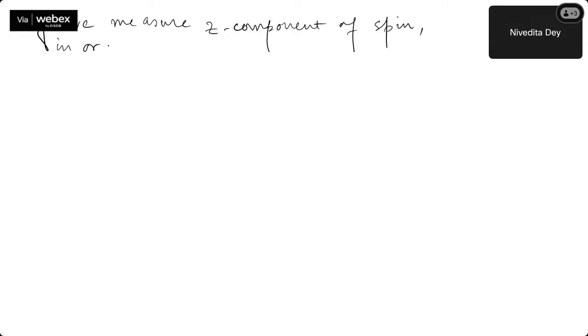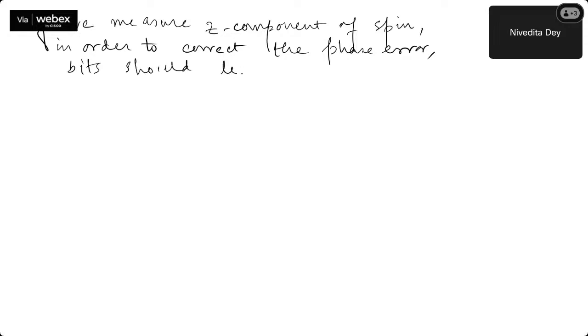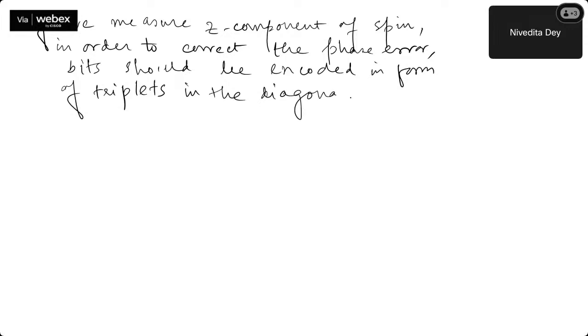So now if we measure it, say if we measure the z component of spin, that is the measurement axis, and the phase also. In order to correct the phase error, your bits should be encoded in the form of triplets in the diagonal basis. Diagonal basis means the plus minus basis. This is a plus minus basis.